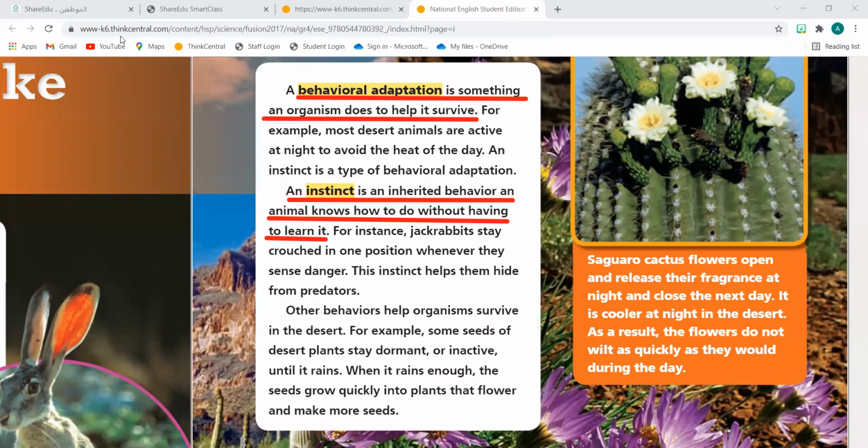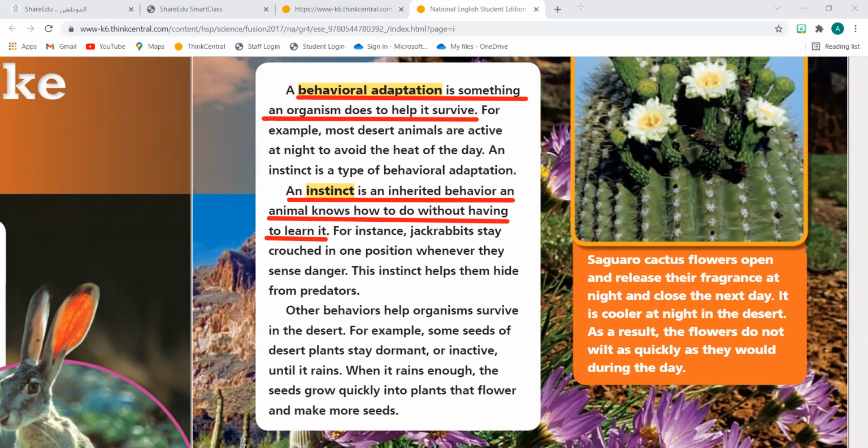It's like a bat, or an owl. This is something it does. That's why this is a behavioral adaptation. An instinct can be a behavioral adaptation, but no one needs to teach you how to do it. For example, a jackrabbit stays crouched in one position whenever it senses danger, so it acts as if it cannot move. Why? Because if it moved, the predators would see it and it could not hide anymore. That's why it has fur that blends in with the environment, the same color as the environment. It has a physical adaptation, and it behaves too.